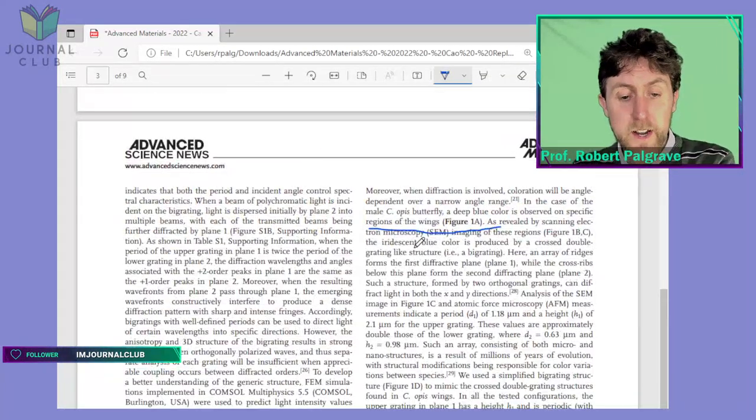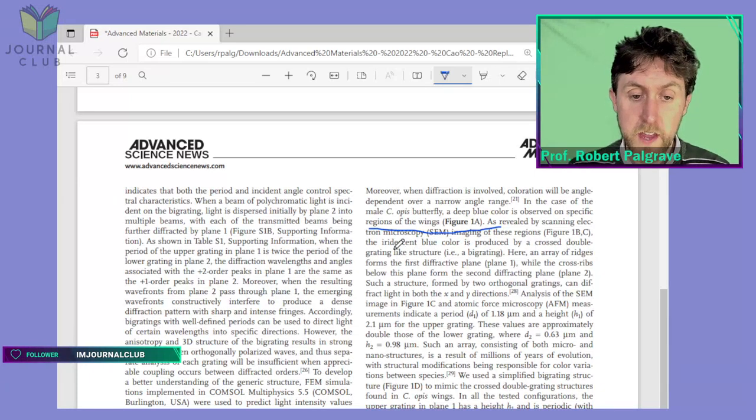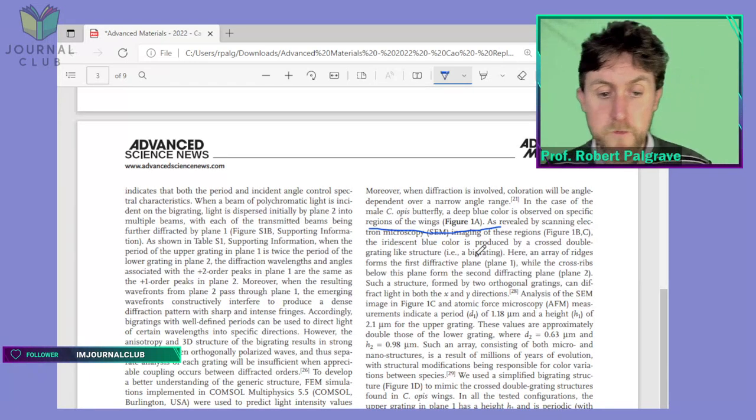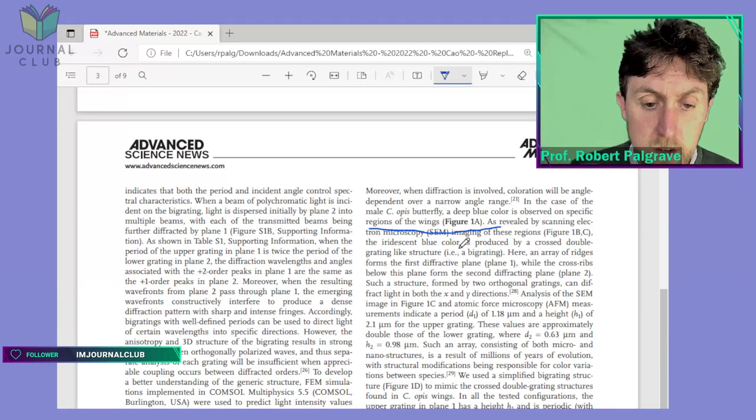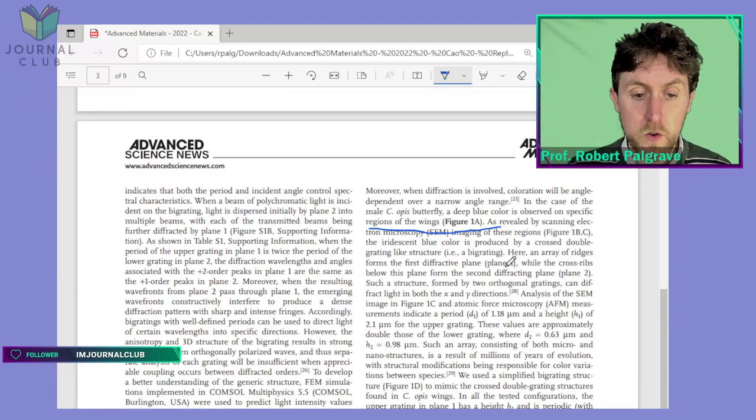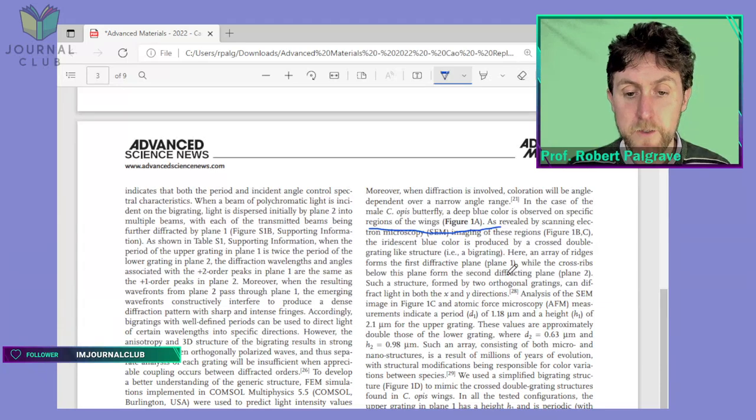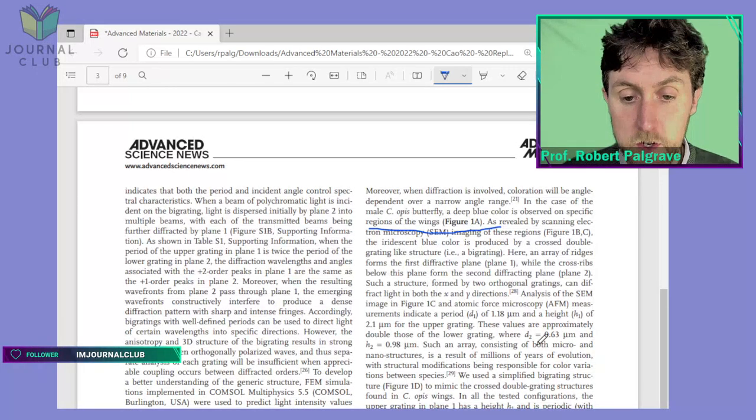As revealed by scanning electron microscopy, SEM, imaging of these regions, figure 1BC, that's what we just looked at, the iridescent blue color is produced by a crossed double grating-like structure, i.e. a bigrating. Here, an array of ridges forms the first diffractive plane, plane 1, while the cross ribs below this plane form the second diffracting plane, plane 2. Such a structure formed by two orthogonal gratings can diffract light in both the X and Y directions, so both lateral directions, perpendicular to each other.